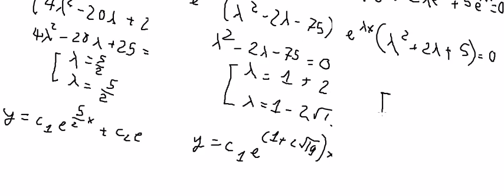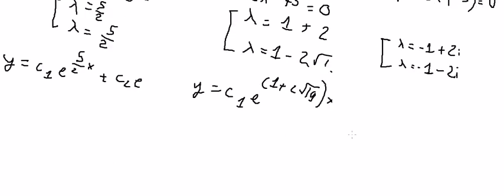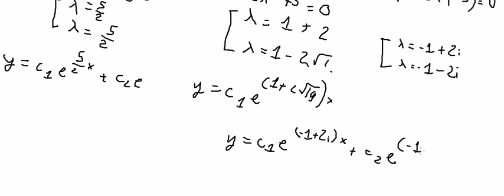So we have two solutions. So this one, we will get y equal to c1 e to the power of negative 1 plus 2i multiplied with s and c2 e to the power of negative 1 negative 2i multiplied with s.